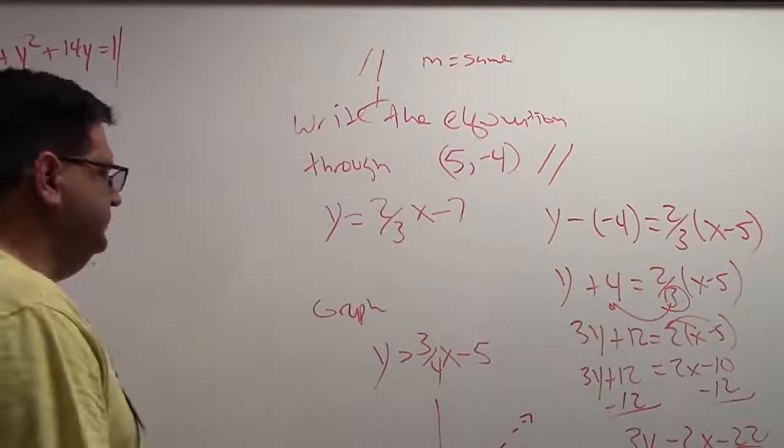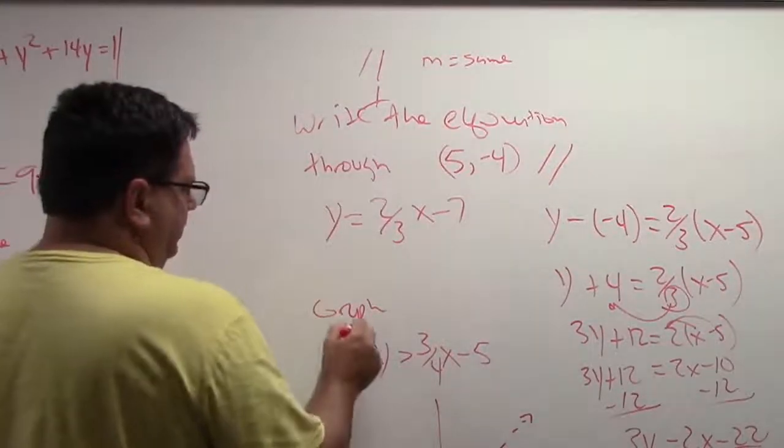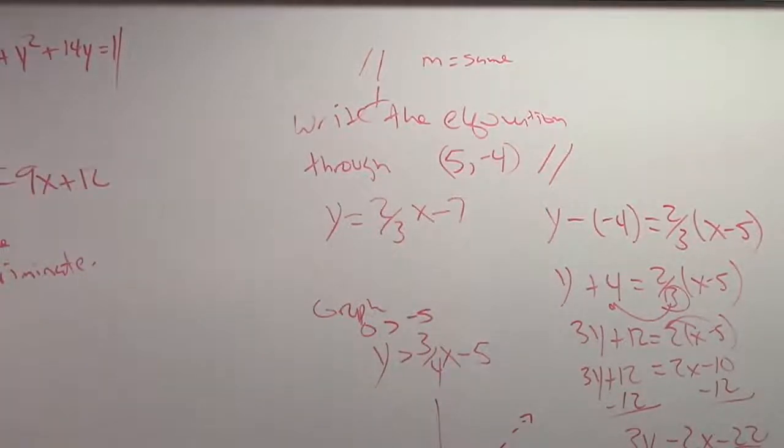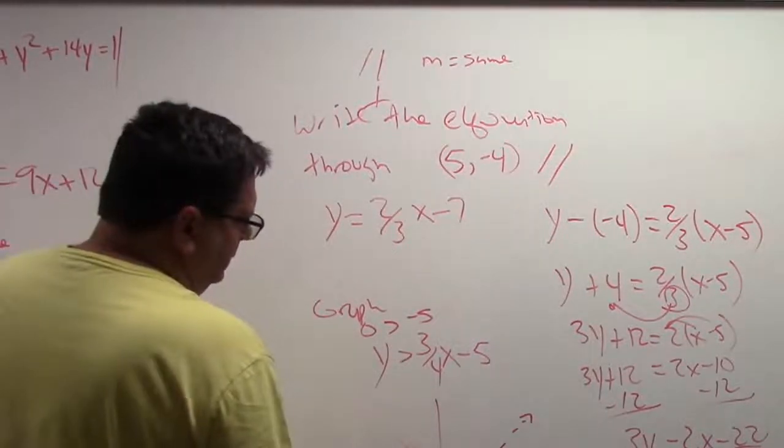Now, is 0 bigger than -5? Plug it in, 0, 0. Is 0 bigger than -5? So we will shade the top side.